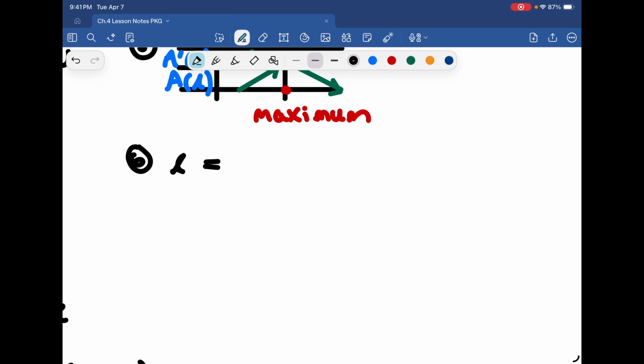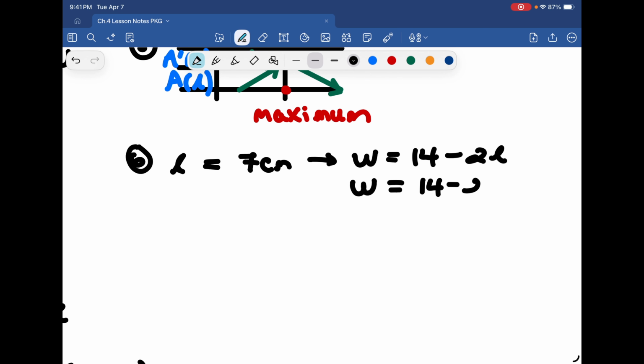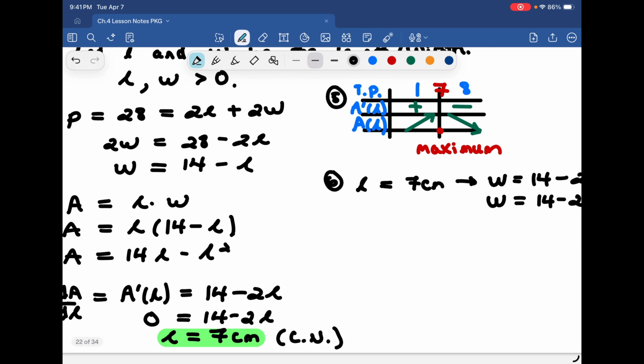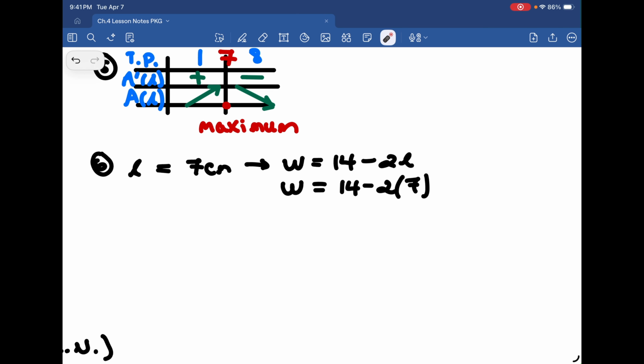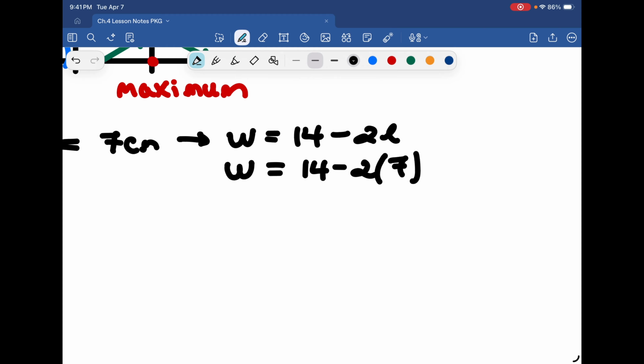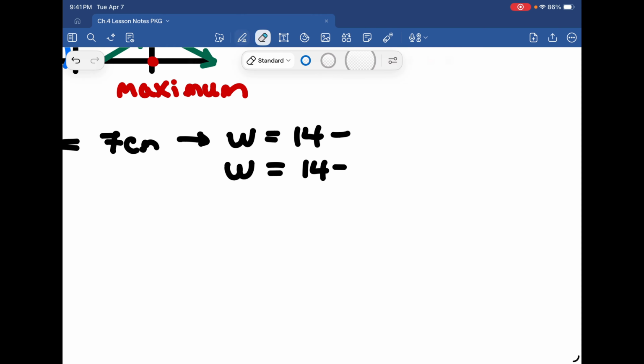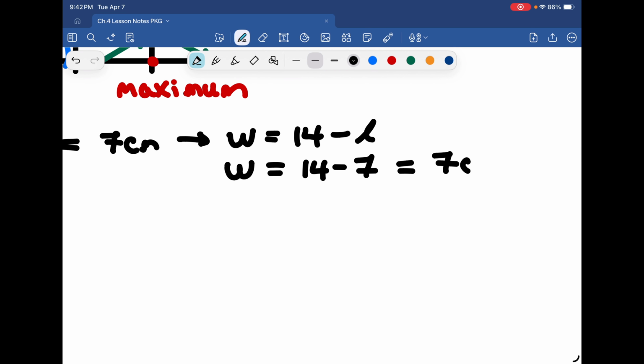If we know that the length is equal to 7 centimeters, then the width is equal to 14 minus 2 lengths. So width is equal to 14 minus 2 times the 7, which ends up giving us, because I'm looking at the wrong definition of this. It's 14 minus L. That's our definition for W. I was going to say this is going to give us 0. So I'm just going to erase the 2 and just put the length there. So length and length. And therefore that length is going to be 7. So the width is going to also be equal to 7 centimeters.